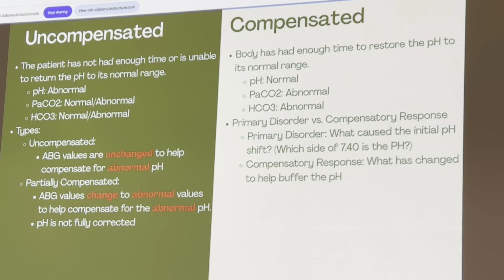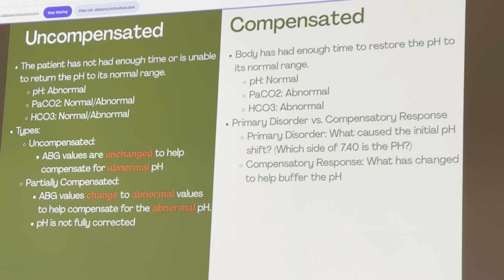With our compensated, on the other side, pH has gotten enough time to get back within that normal range, but my other values are still going to be off. They're still trying to recover from trying to get that pH back into normal range. Because that bicarb and that CO2 have to correct themselves in order for that pH to get back in normal range. But it just hasn't had enough time for all three values to get back within normal range, okay?